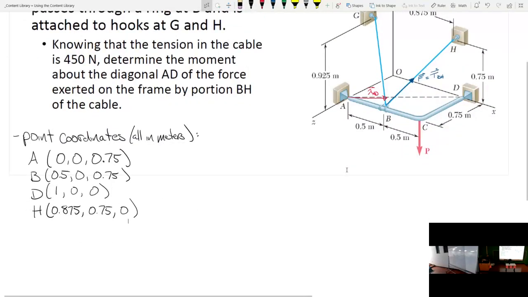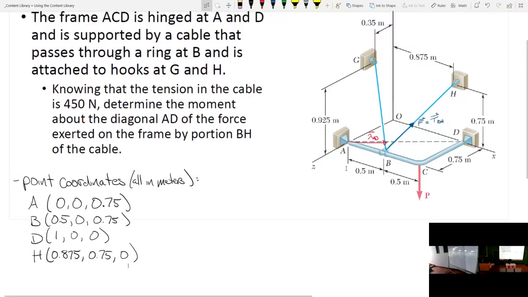Sound good? Yes? Where did the 1 come from on D? On B or D? D. Oh, okay. So along the x-axis, we're going this way. So we're going a half and then another half. No, that's fine. Don't hesitate if you got questions like that. I want you to ask. You ask that question, I guarantee there's probably somebody else in here who's thinking the same thing.